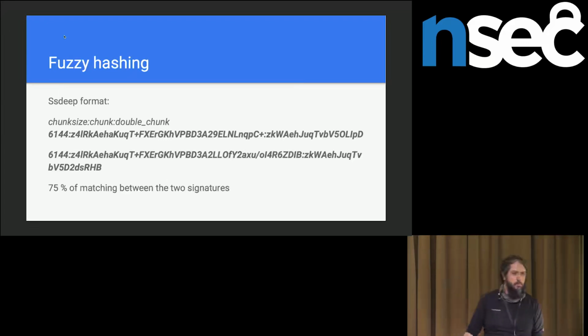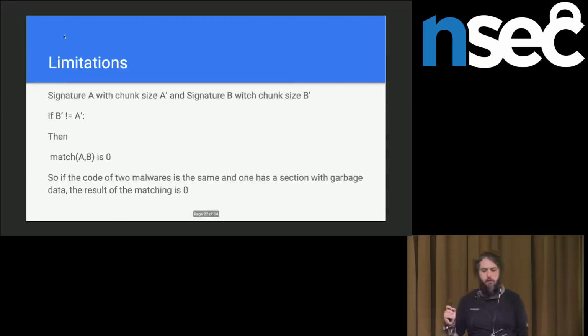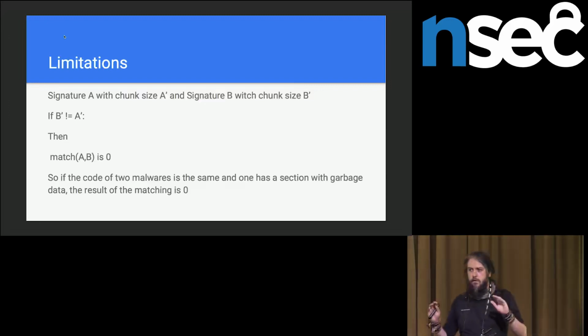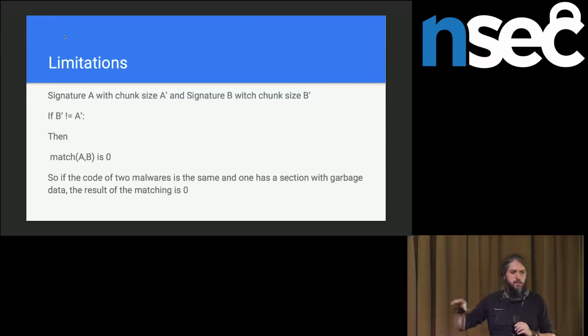But we have a limitation. If you have two signatures and the chunk size is different, the computation of distance stops, and the match is equal to zero, because when you compare two objects with edit distance, these objects must have the same length. If you don't have the same length, you can't compare. So if you have two malware with the same code, but one has a section with garbage data, the result of your matching is zero. But it's the same code.